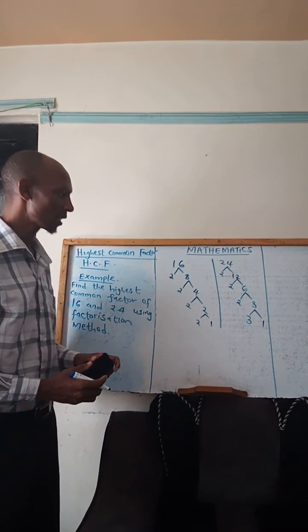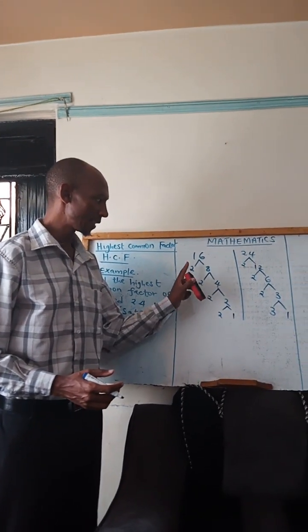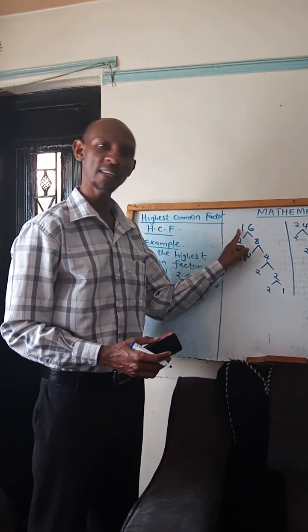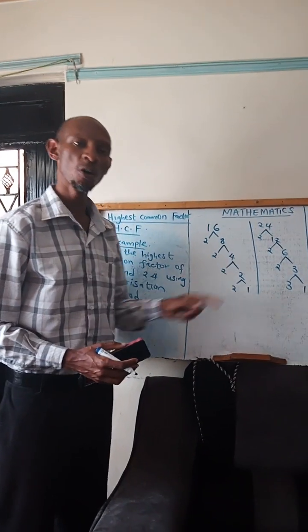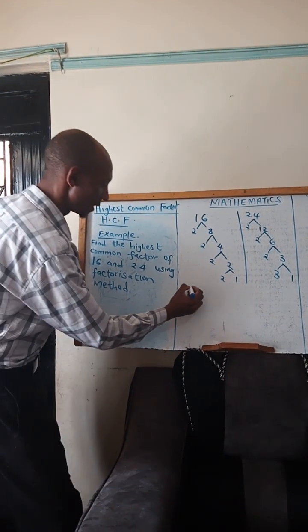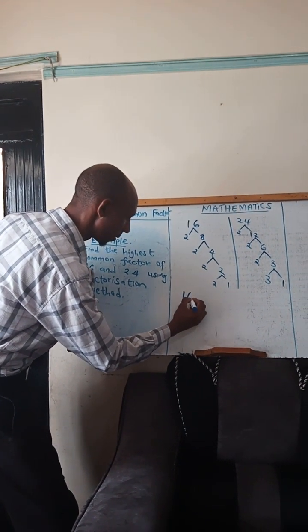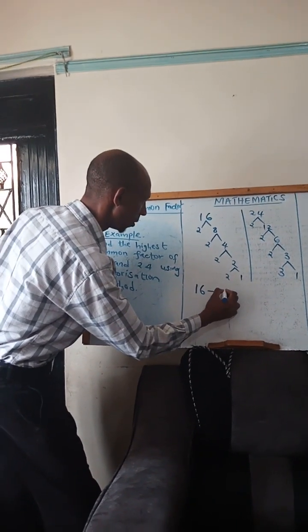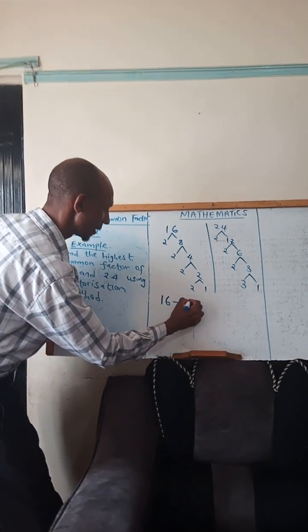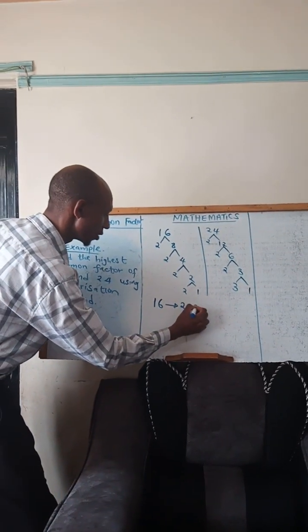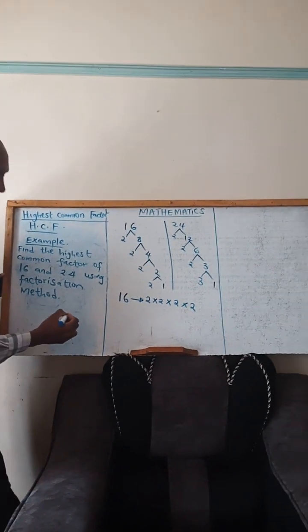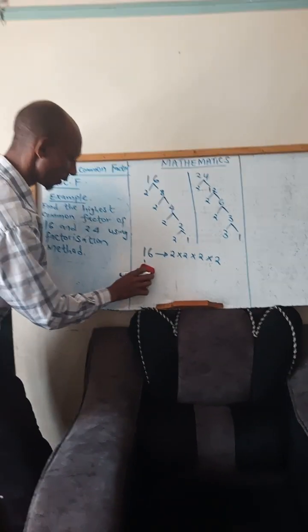Then having written that, you're supposed to list the prime factors of 16 and the prime factors of 24, forming 2 rows. The first row, you use the prime factors of 16, that is 2, multiplied by 2, multiplied by 2, and lastly, multiplied by 2. Then you list the factors of 24.